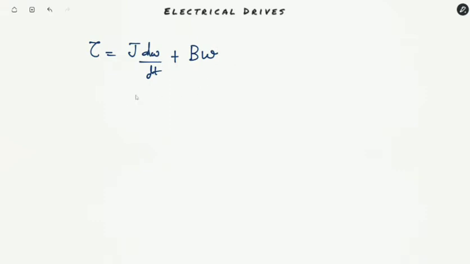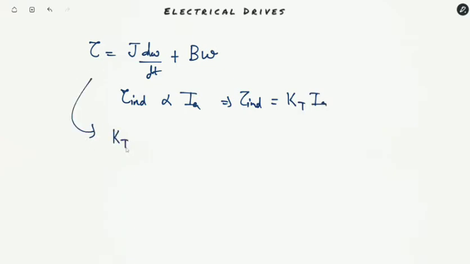Here we have torque induced is proportional to the armature current, that is Ia. So it can be written as torque induced is equal to Kt times Ia. So we can rewrite this equation as Kt Ia is equal to J d omega by dt plus b omega. So this is our equation number 2.